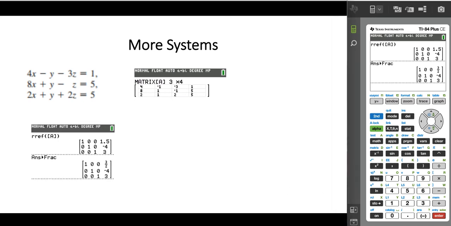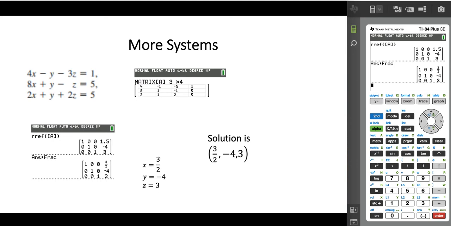I have those written here. So that's just the tool that gets us to here. But then that tells us x equals 3 halves, y equals -4, and z equals 3. And that's the solution. Awesome.